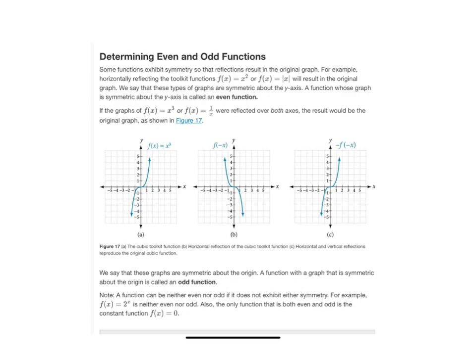Some functions exhibit symmetry so that the reflections result in the original graph. The reflection resulted in the original graph. You saw that. We just graphed it. Another one like x squared would be absolute value. Think of it. It's the v, right? It's a v whether I'm looking at it like this or like this. It's the same picture, right? Because that's the case, we say that these types of graphs are symmetric about the y-axis.